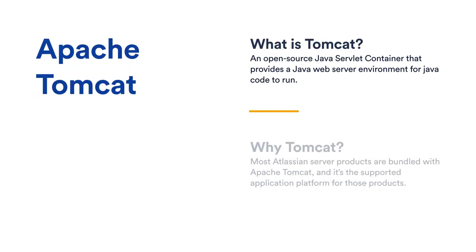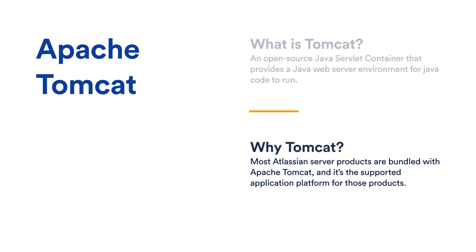So, in AMPS these days, the containers Cargo manages are Apache Tomcat containers. A Tomcat container is an open source Java servlet container which provides a Java web server environment for the application code, like Jira and its apps, to run in. Atlassian server products like Confluence and Jira are bundled with Apache Tomcat. It's the recommended application platform for those products. In AMPS, we use Tomcat to replicate that.